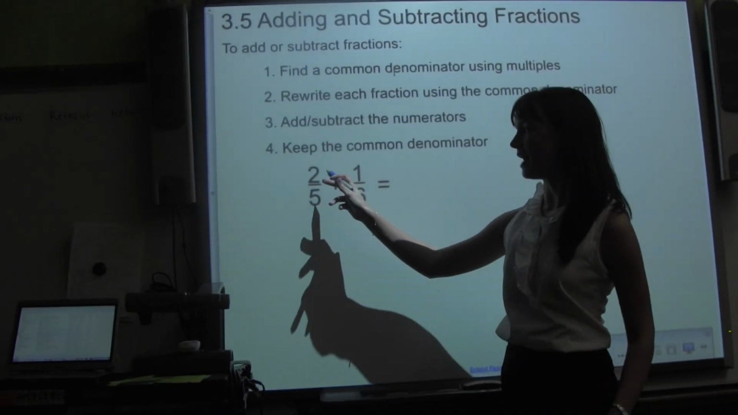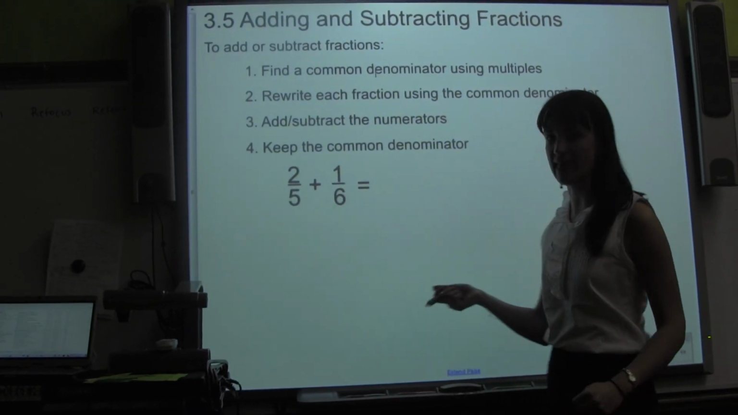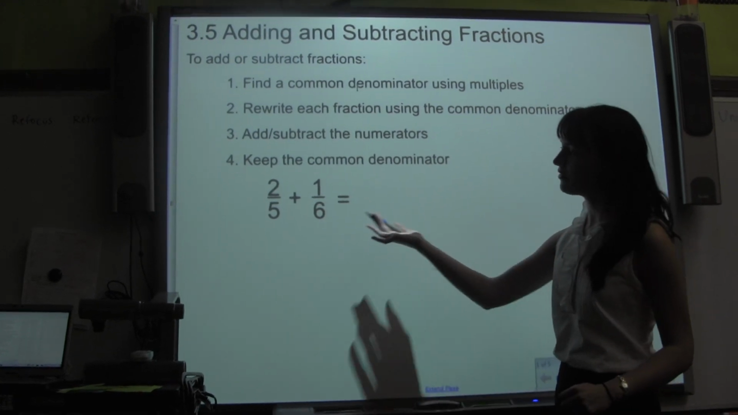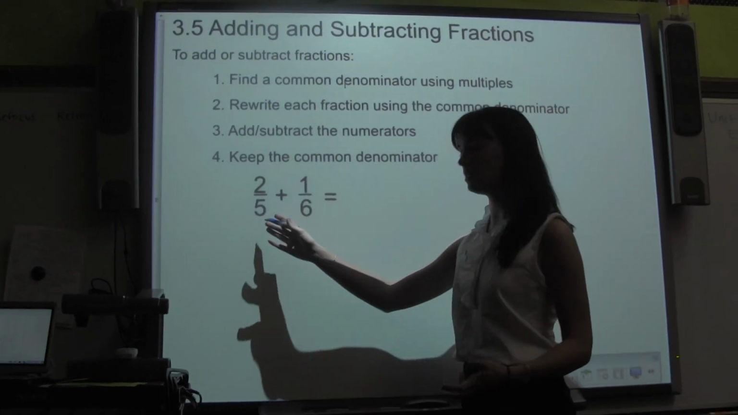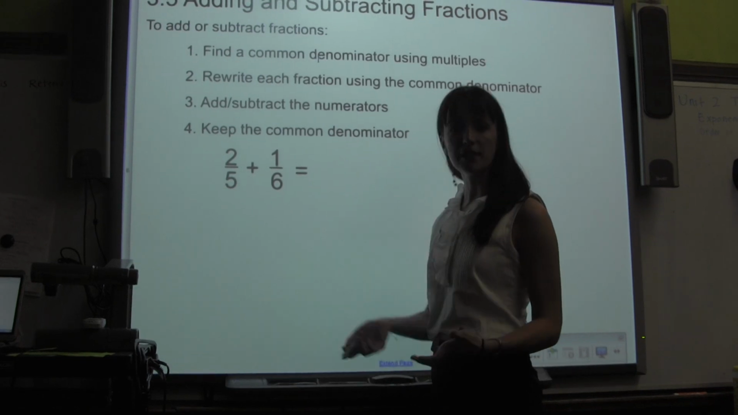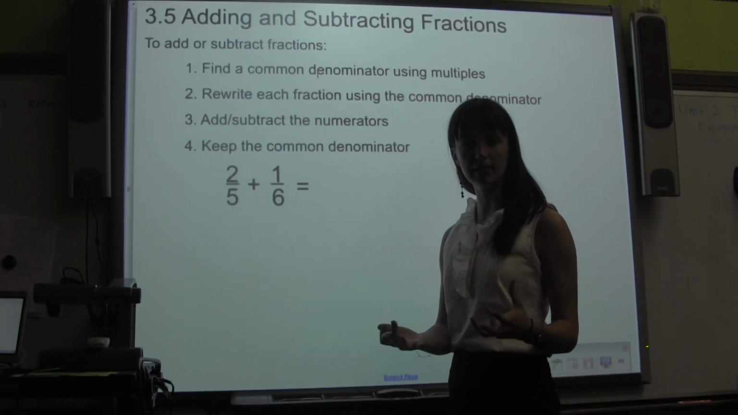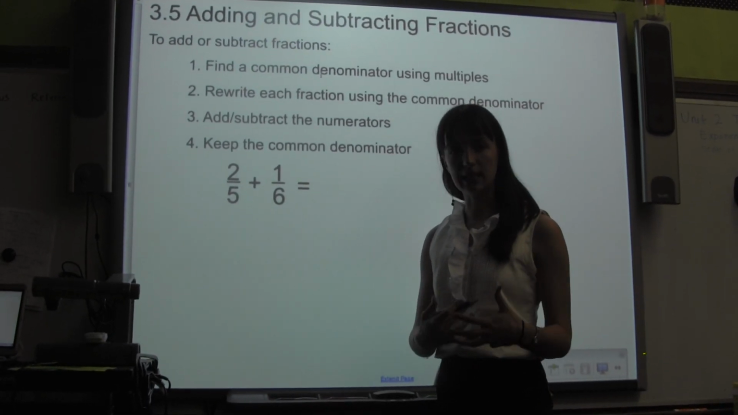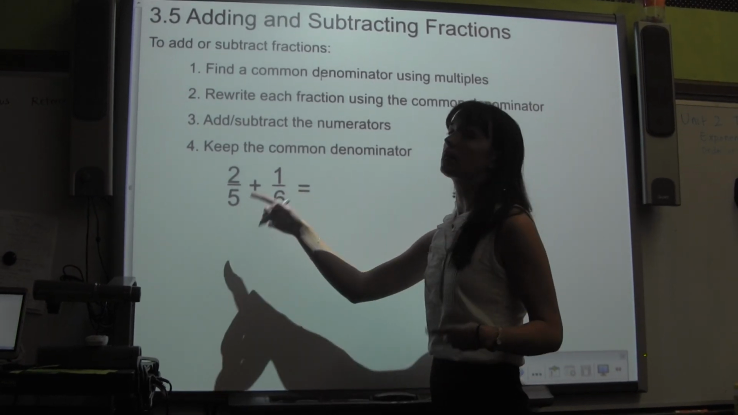Alright, so in this problem I'm going to add 2/5 plus 1/6 to find that sum. What I notice when I first do this is I'm trying to add fractions, but the denominators are not the same. Denominators tell me the size of the pieces, and if my pieces aren't the same size, I can't put them together.